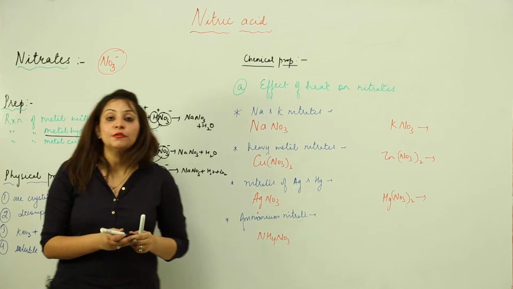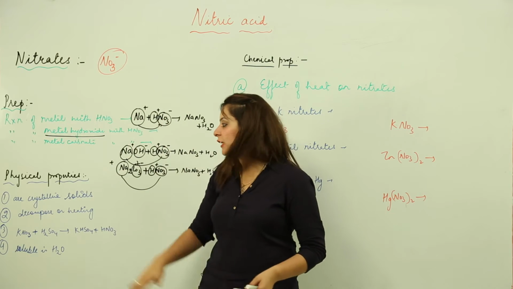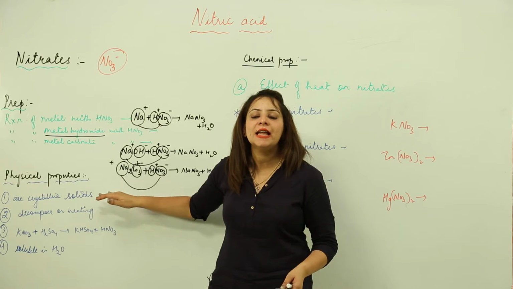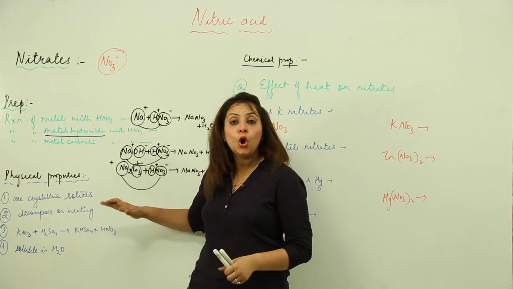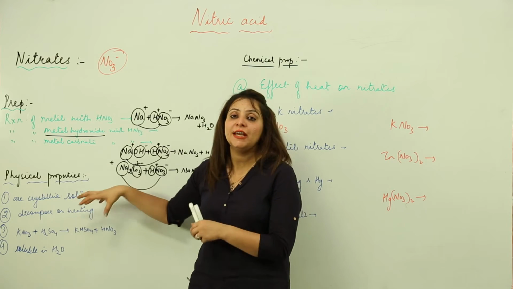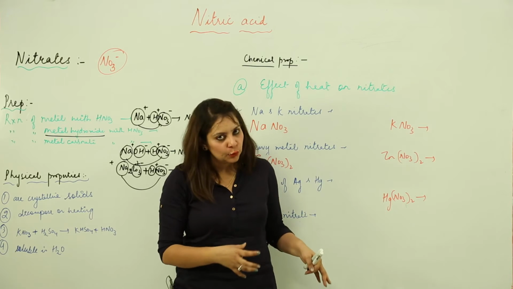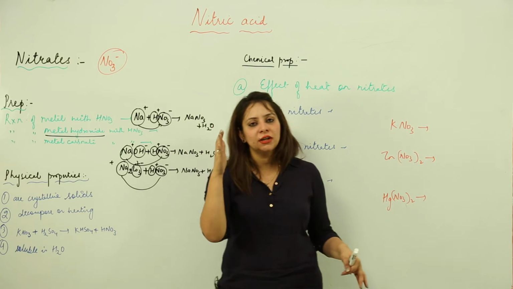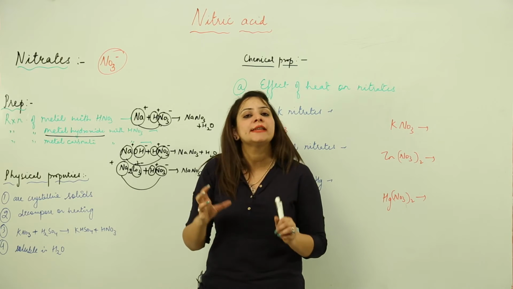If we talk about the physical properties now, all nitrates are crystalline solids. That means they have strong bonding. Second, they all decompose on heating, and we are going to take up this property as a main property, and I am going to show you how they decompose. But for the moment just keep in mind that they decompose on heating, they are not so stable, right.